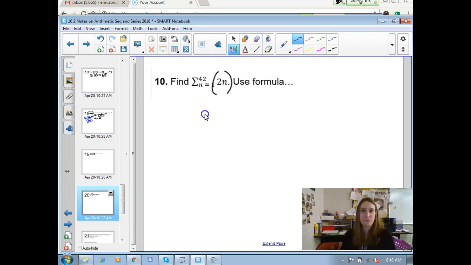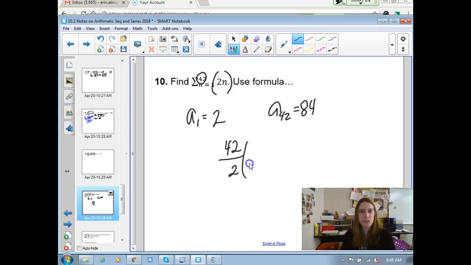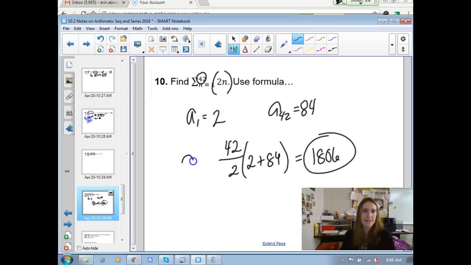formula is 2n, and I want the 42nd term, because the first term is easy. I just plug in a 1, and I get 2. But the 42nd term, I got to plug in a 42. So let's see, that's 84, right? So using my formula, oh, this really isn't bad at all. The sum of our 42 terms would be 42 over 2, and then 2 plus 84 in the parentheses. So I get 1,806 as the sum, get used to the notation, of the 42 terms.